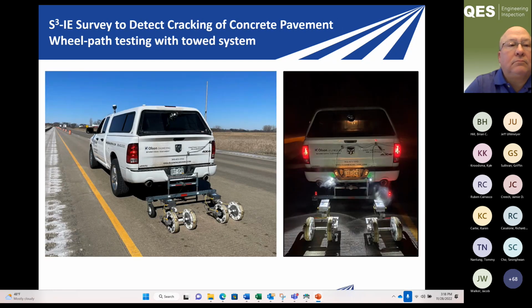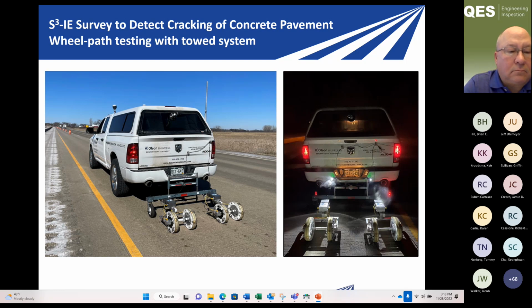Next slide. A second case study. This is, again, a concrete pavement. This client was worried about horizontal cracking in the concrete pavement. They knew that this cracking was there based on some coring and other operations they'd done, and they wanted to quantify, okay, how extensive is this problem?